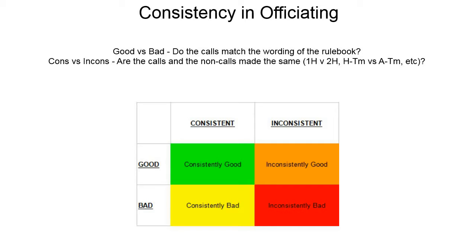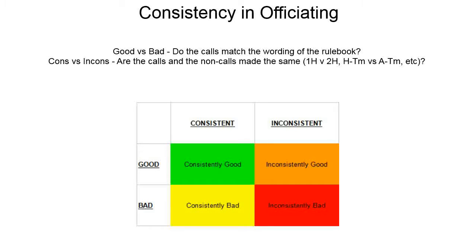First off, officiating can be either good or bad, and this depends on the calls being in line with the wording of the rules. When calls are being made and they have no justification in the rules, this is bad officiating. Likewise, when a certain type of foul is being committed and there is justification in the rules for calling a foul but no foul call happens, this is also bad officiating.